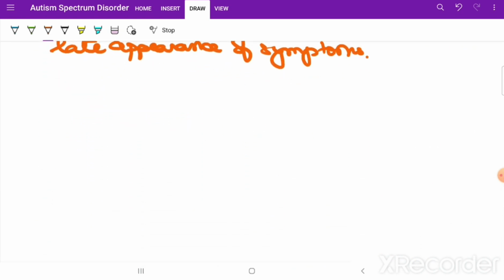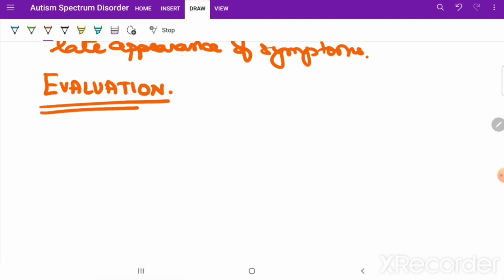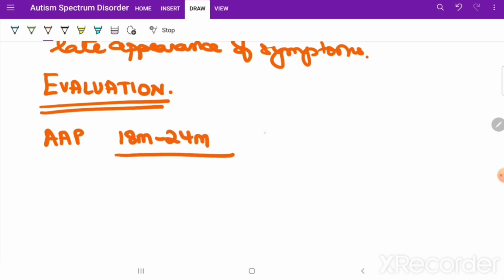The next thing I'll mention is the evaluation of a child. The evaluation of a child with suspected ASD is a multidisciplinary approach. The American Academy of Pediatrics recommends that all children should be screened for ASD between 18 months and 24 months of age, that is, between 1.5 years and 2 years.